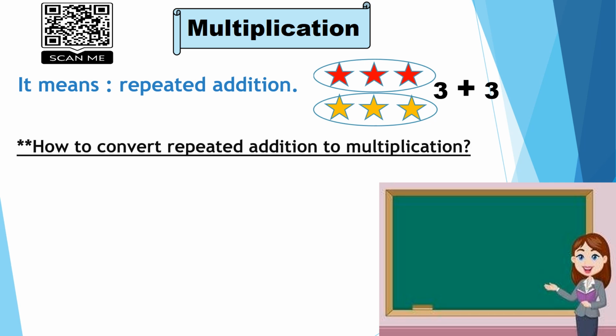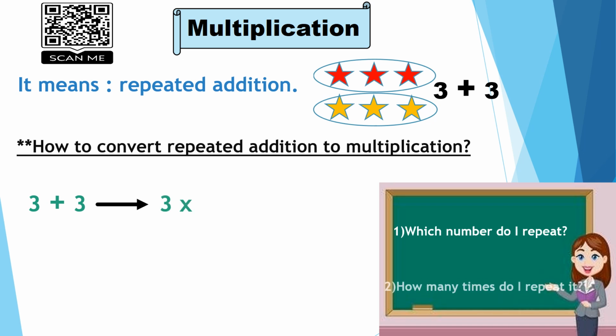Now, how do we convert this repeated addition to multiplication? We have 3 plus 3, and I want to convert it to multiplication. Our teacher here will help us, and she told us we must ask ourselves 2 questions. The first question is, which number do I repeat? 3. I repeated 3. How many times do I repeat 3?